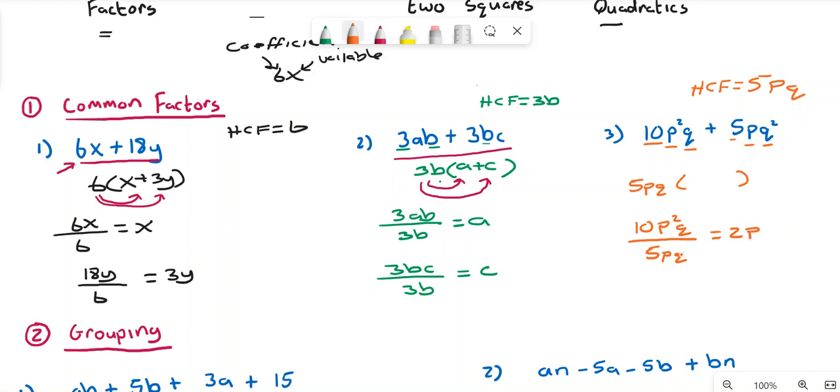And then q divided by q, these two will just cancel out, and you'll just be left with 2p. So the first part that we put in here is 2p. Okay, then we take the second term, and again we divide it by the highest common factor. So we have 5pq, like so, and we divide this by the highest common factor, which is 5.